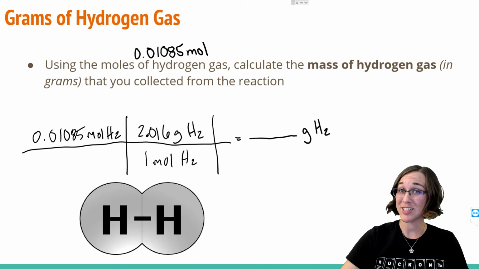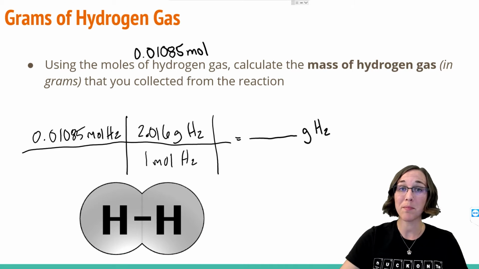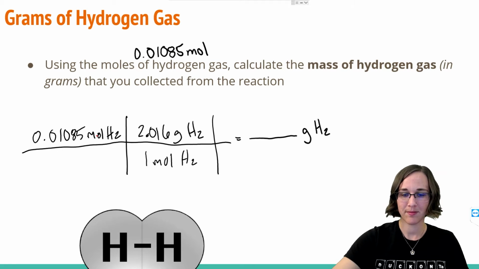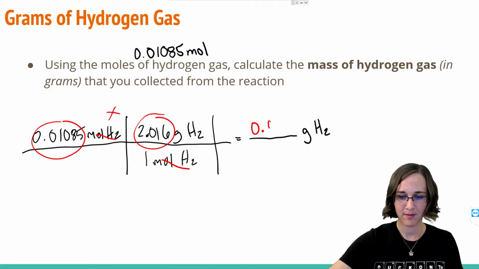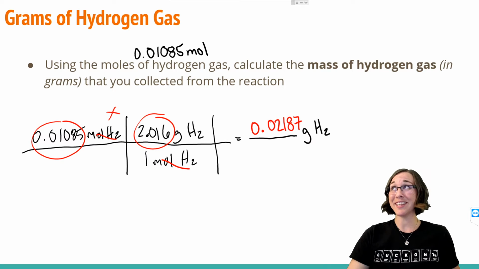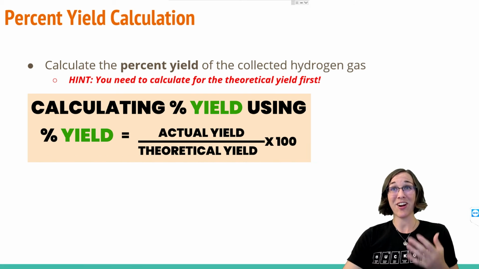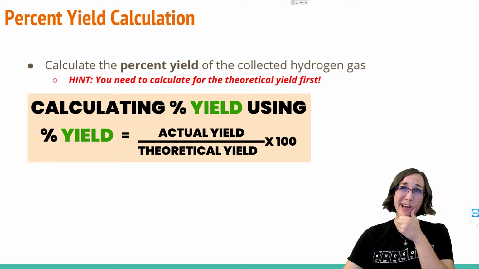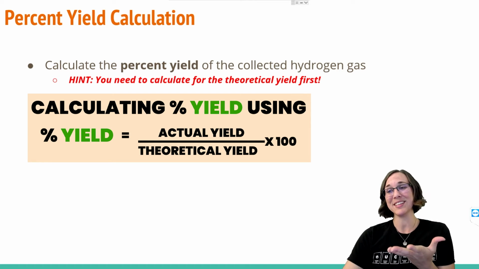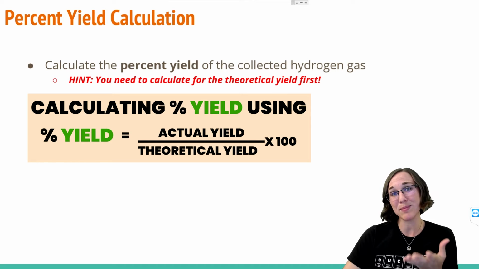Don't forget that hydrogen is diatomic, so to find its molar mass, you need to multiply 1.008 by 2. So we see that the mass of our collected experimental gas came out to be 0.02187 grams of hydrogen. So now we can calculate the percent yield, our actual over theoretical. Well, we still need the theoretical yield, so we have to figure out which one was the limiting reactant.